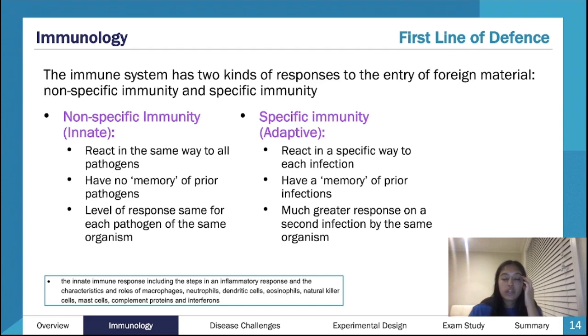Whereas with adaptive immunity, because you have that memory of past infections, if the same organism comes along, that memory kicks in really well and you get a bigger response, and you get a bigger response every time the same organism tries to infect.